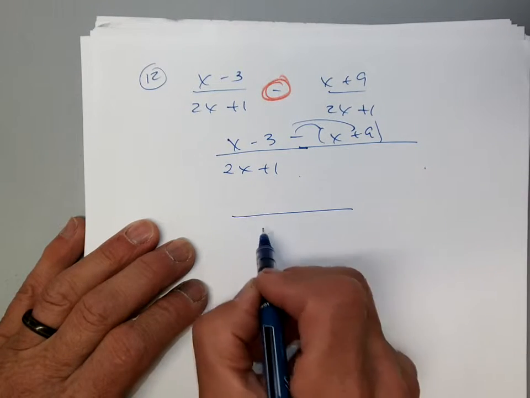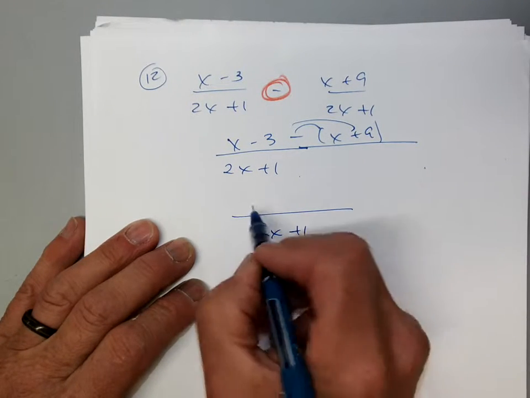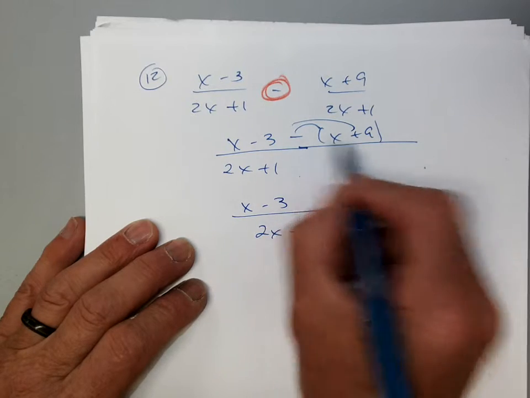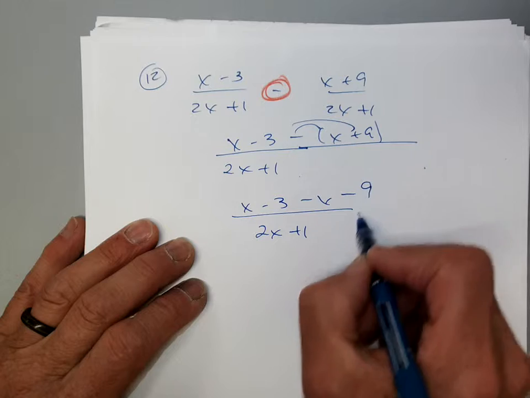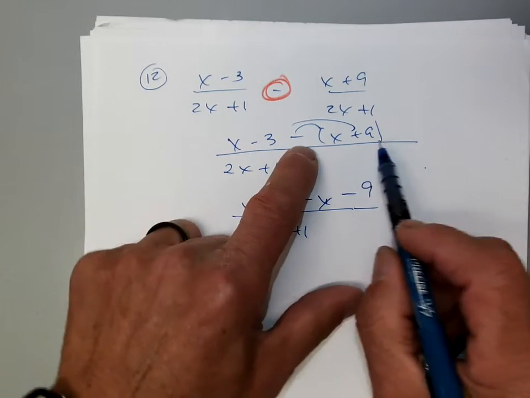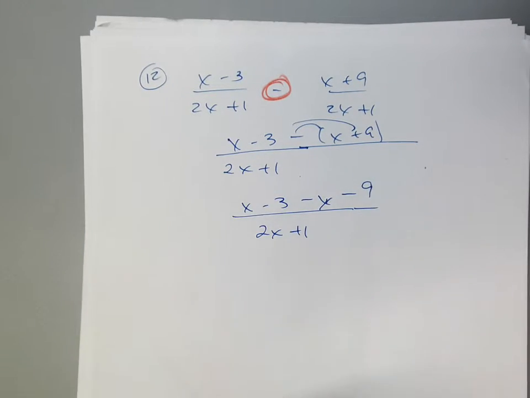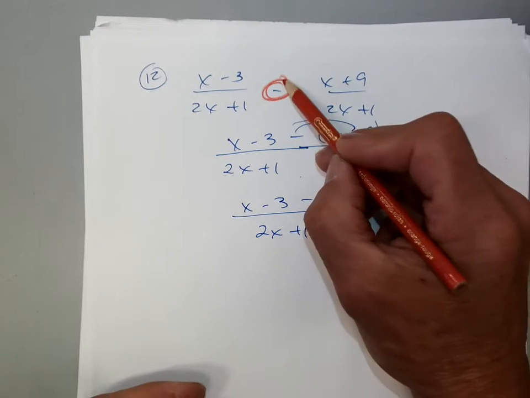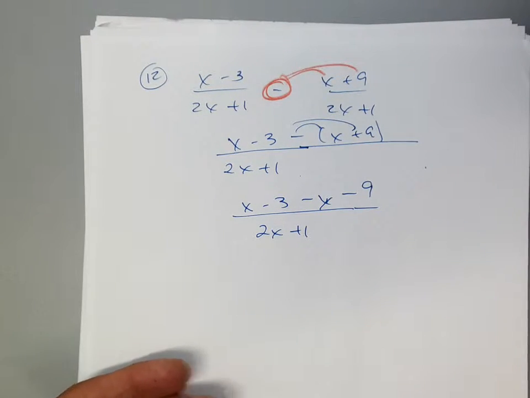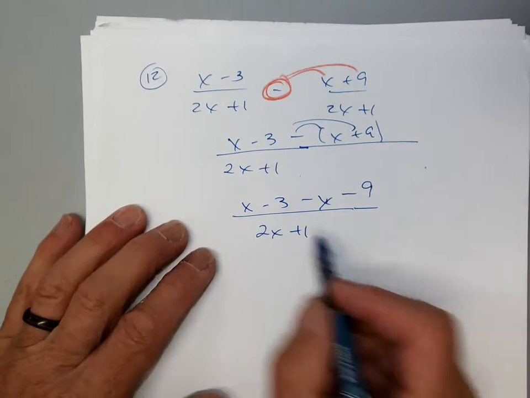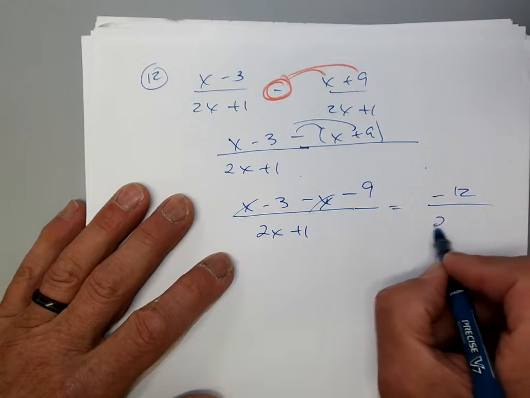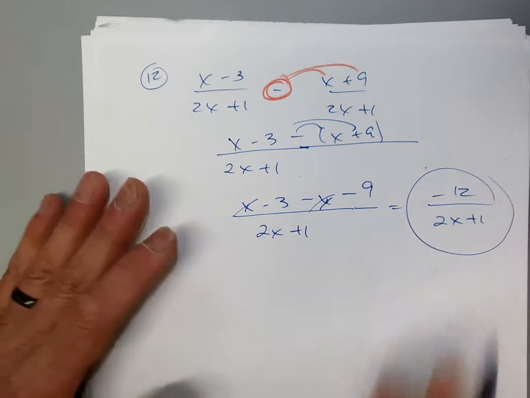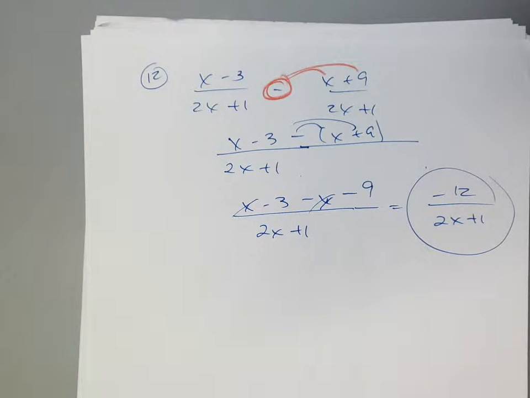So 2x plus 1 over an x minus 3 times minus, and I get a minus x and a minus 9. You see the minus 9? Everybody okay with the minus 9? Subtract a 9, right? That's where you're going to make a mistake if you're not careful with this negative, okay? Because you're subtracting both, okay? So x's cancel. I'm left with a negative 12 over a 2x plus 1. And that's all I can do. Can't do anything else.